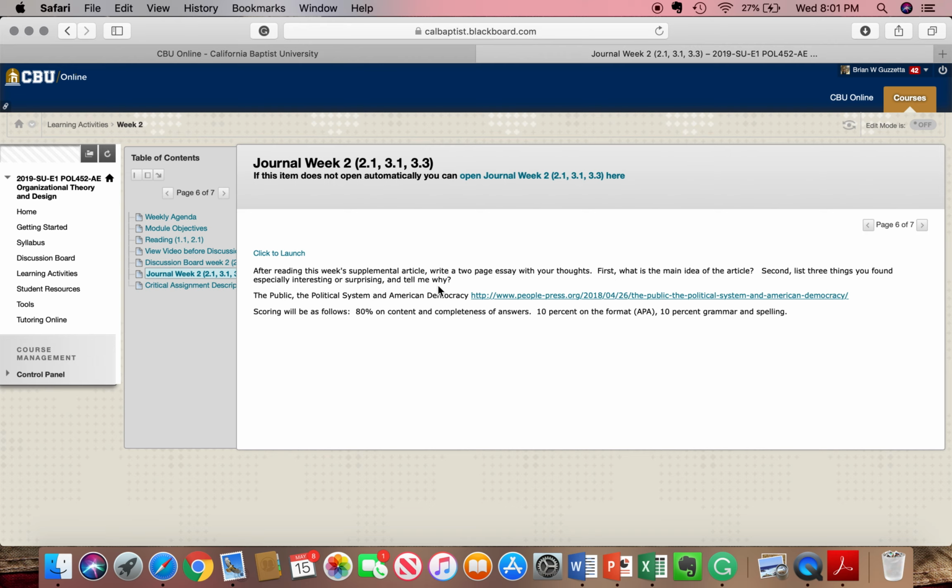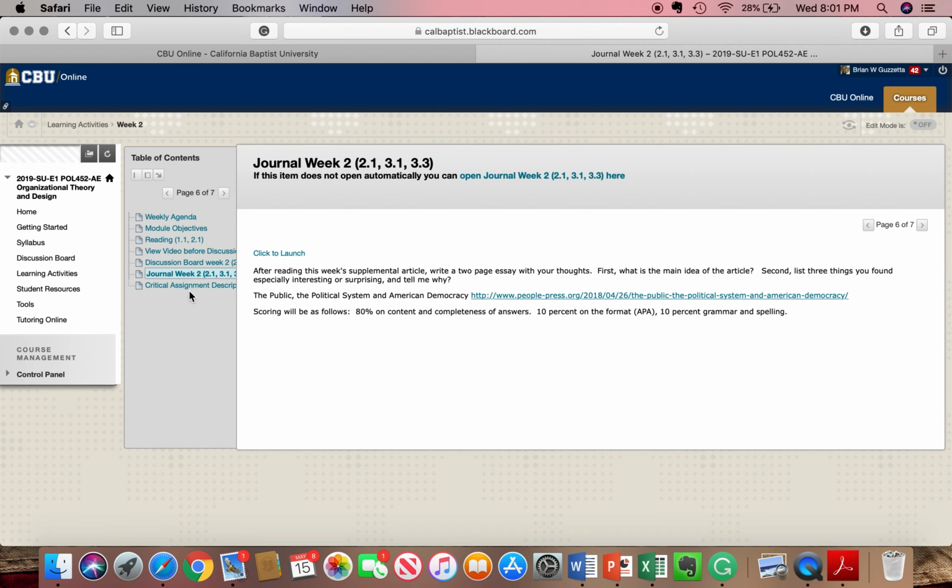And with my arrow right here, I'm a big, I like the why. I want to know why it's interesting, why it stood out to you, why you find that these concepts are applicable or unapplicable. I want you to explain the why to me. And here you go, the scoring is as follows: 80% on content and completeness, and then 10% on formatting, and 10% on your grammar and spelling. So that's what I'm looking for this week.